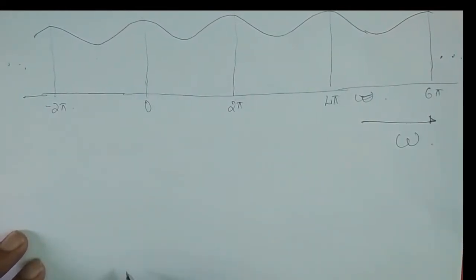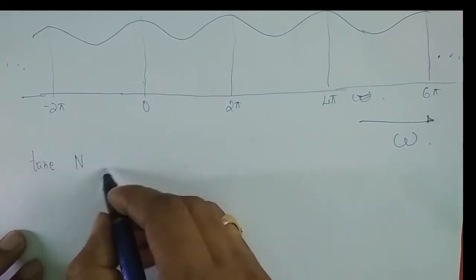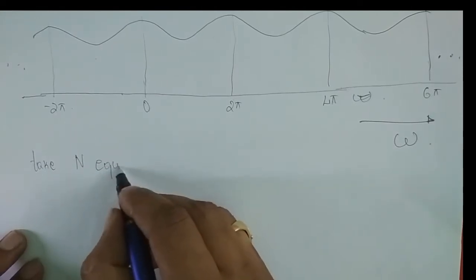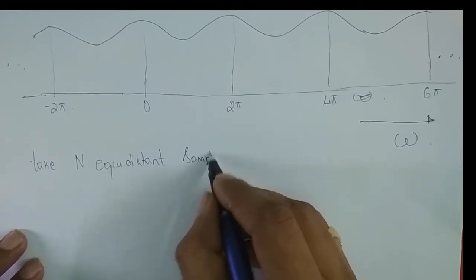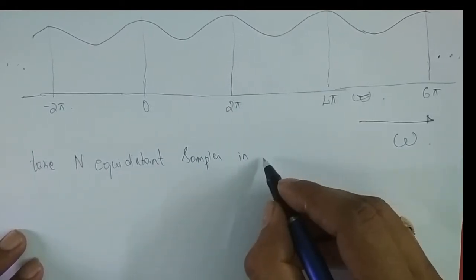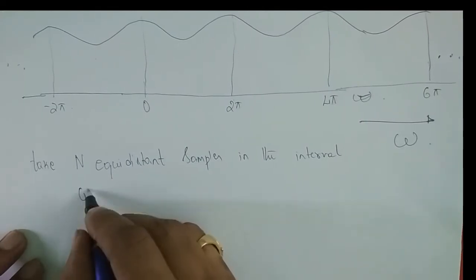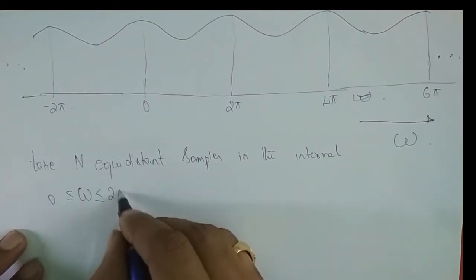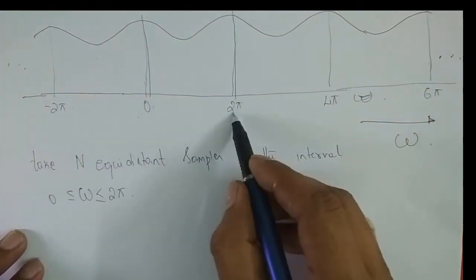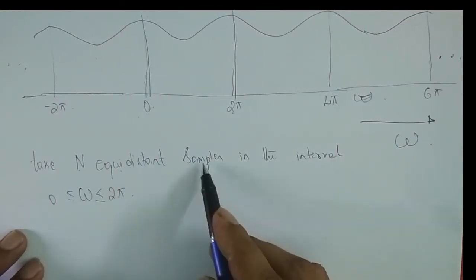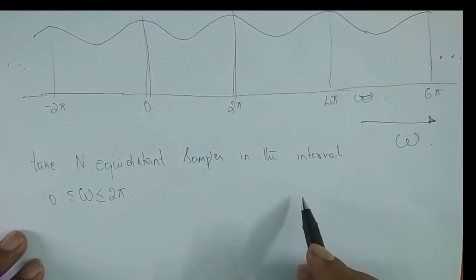So now what we do is we are going to take N equidistant samples in the interval omega varying from 0 to 2 pi. I'm choosing this 0 to 2 pi, and from this 0 to 2 pi I'm going to take N equidistant samples, right? Why am I doing this? That is the topic, frequency domain sampling, right?